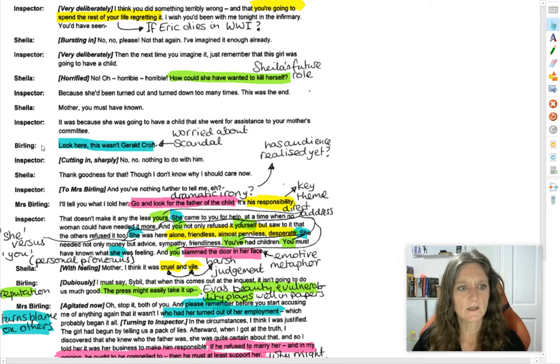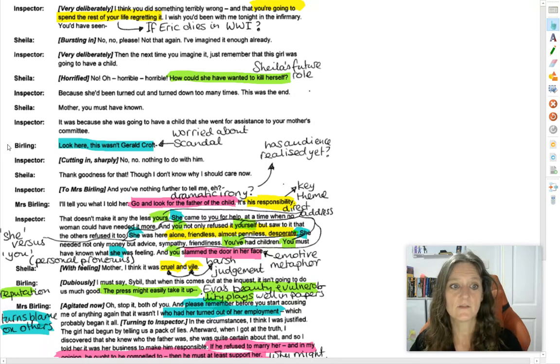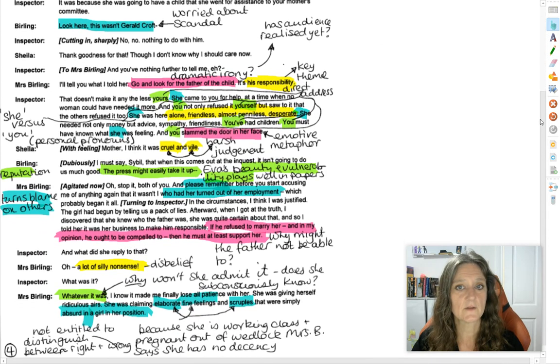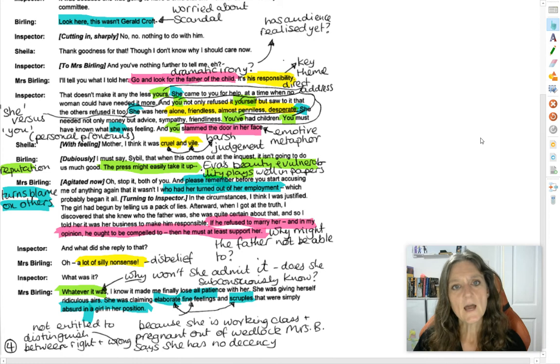Birling, again, doesn't seem too worried about the fact that it's not just one life that's been lost, it's kind of one life and the life of an unborn baby as well. He's more worried about scandal. Look here, this wasn't Gerald Croft, which would be the last thing from my mind, I think, at that point. And now I would say that any foreshadowing or any clues or hints which have been dropped, is turning into dramatic irony at this point.